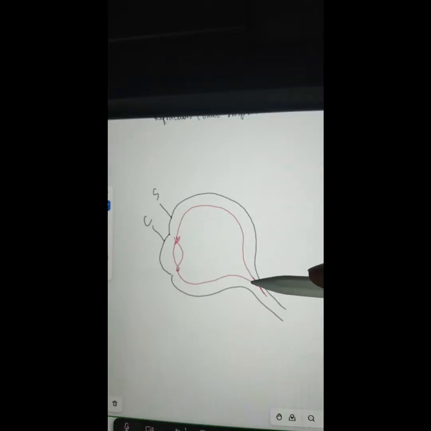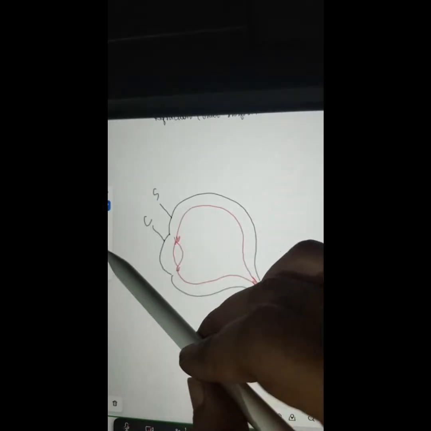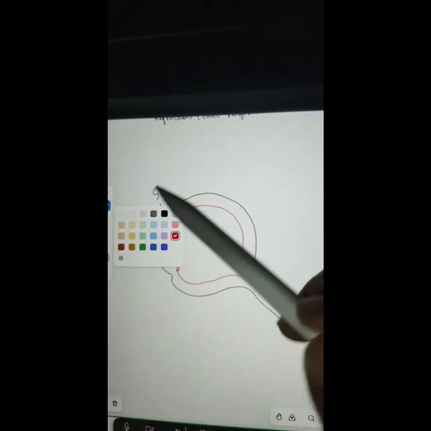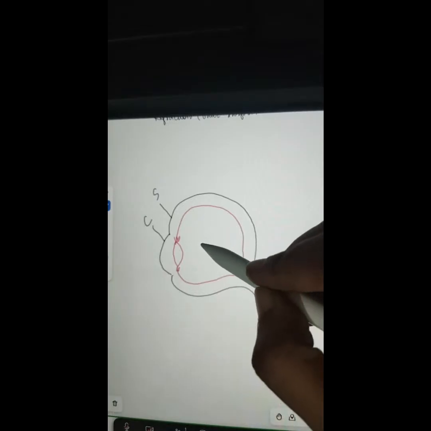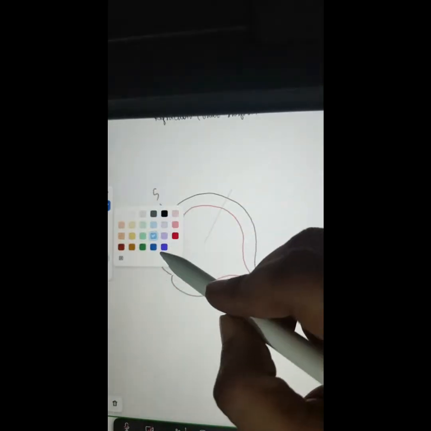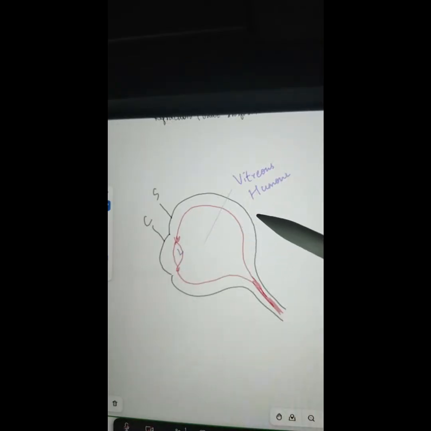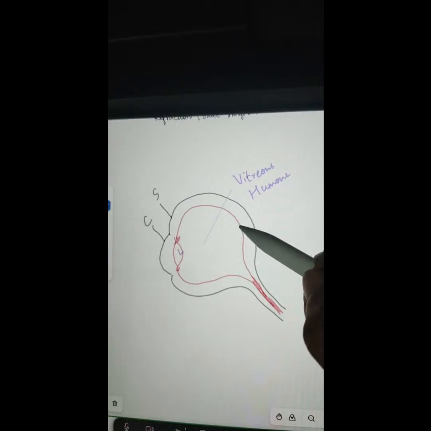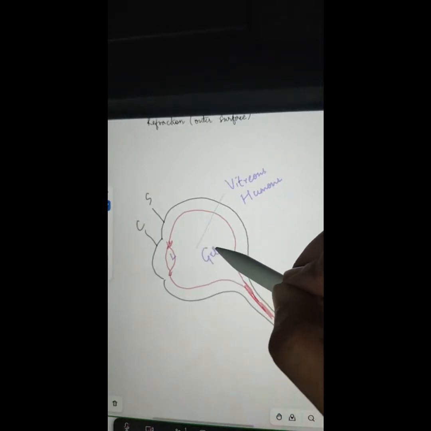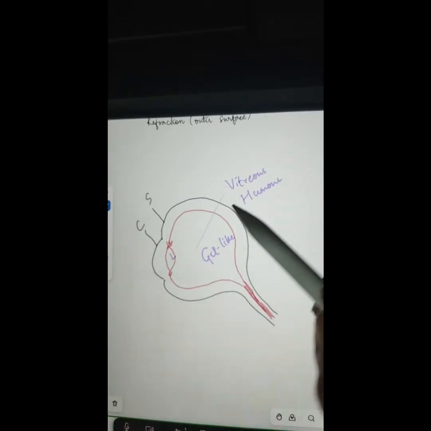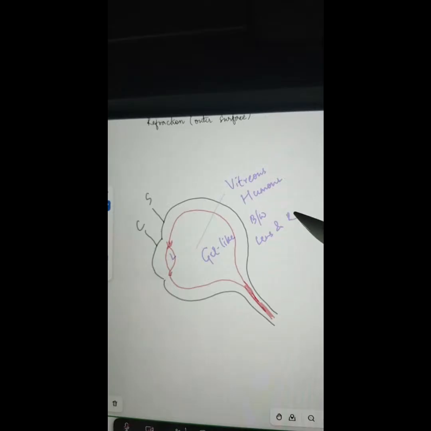As I said, retina is the photoreceptor region which helps in forming the image. One thing I need to tell you is that there are two types of humors also in the eye. So one is this one, which is known as vitreous humor. Vitreous humor, you can see, is present between the lens and the retina. It is gel-like. Very important. It is gel-like and it is present between lens and retina.